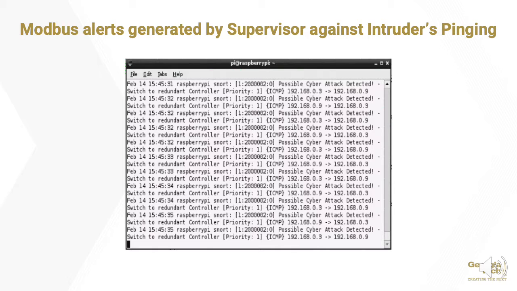This is also an example of Snort alerts being generated and logged. In this case, an external attack attempt is being detected, as can also be observed by the logging of the ICMP protocol. In this case, the supervisor immediately switched to the secondary controller.